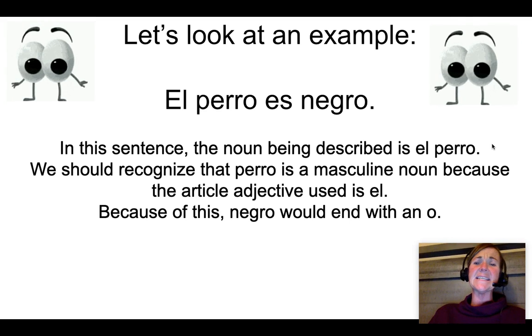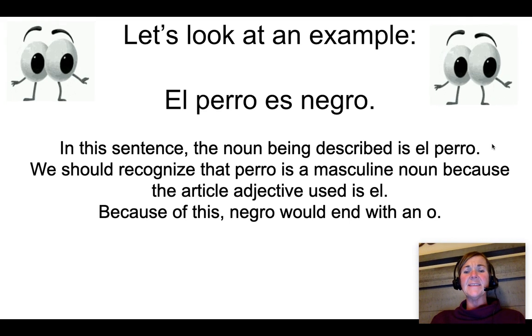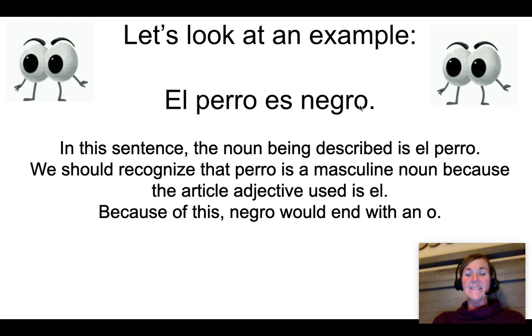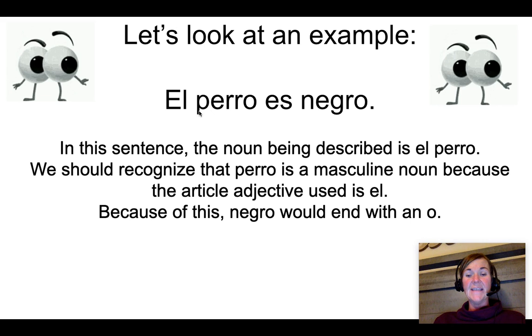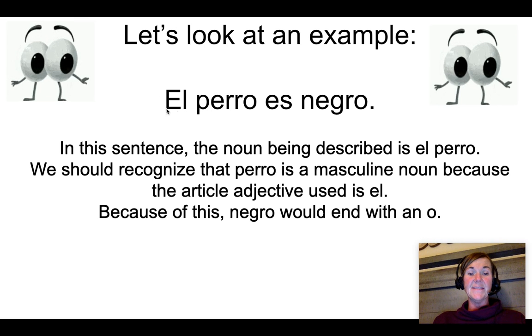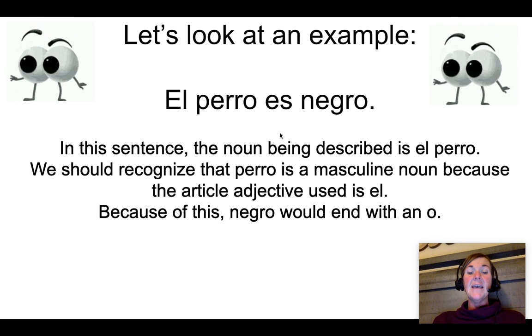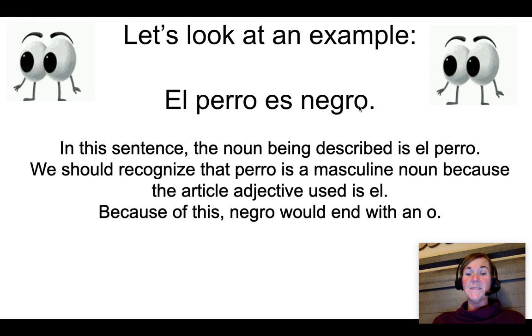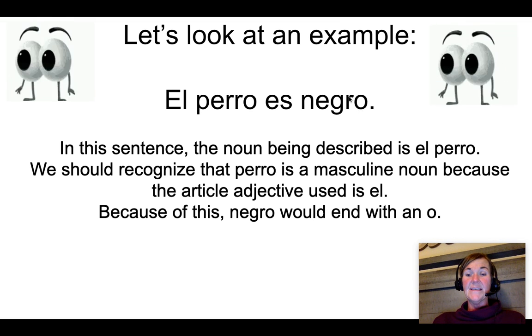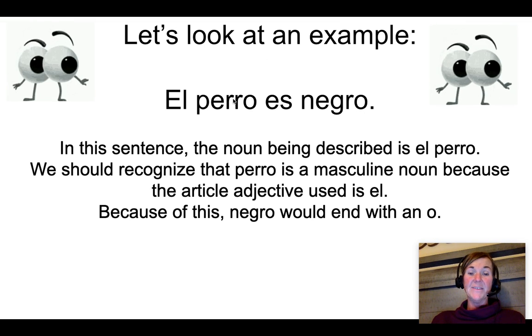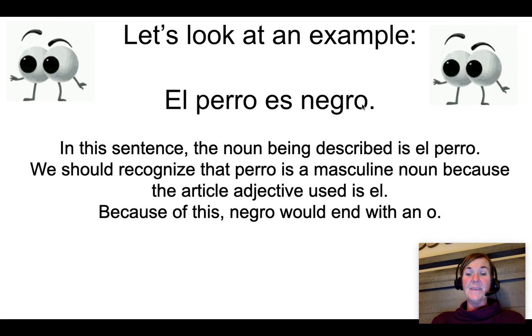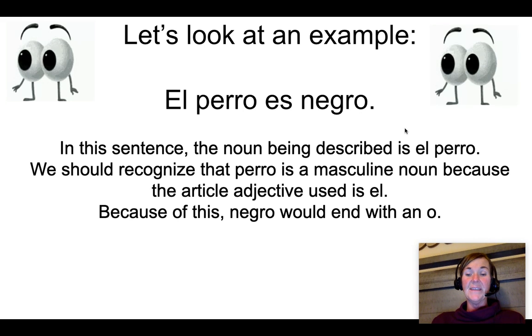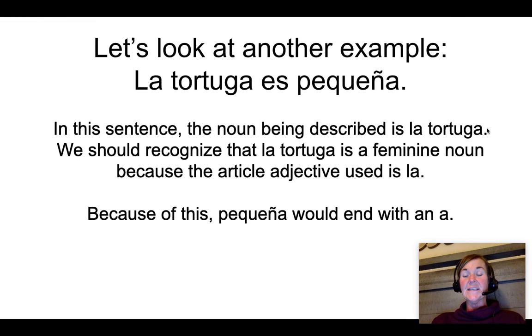So let's look at an example. El perro es negro. In this sentence, the noun being described is el perro. We should notice or recognize that perro is a masculine noun because of the article adjective el. And so this is going to stay negro because it is describing the masculine noun perro. And remember, it's the adjective that's going to make a change, not the noun. Let's look at another example.